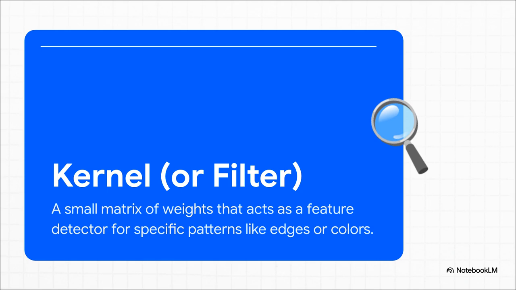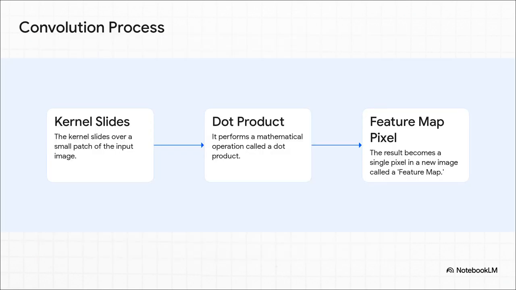See, each kernel is just another small grid of numbers, but it's been trained to spot just one very specific, very simple pattern, like a vertical line, maybe a sharp corner, or a little patch with a certain color. So, how does this little magnifying glass actually work? Well, it's a really systematic scan. The kernel literally slides across the entire image from left to right, top to bottom, looking at one small patch of pixels at a time. And at each stop, it does a little math and creates a new image that we call a feature map.